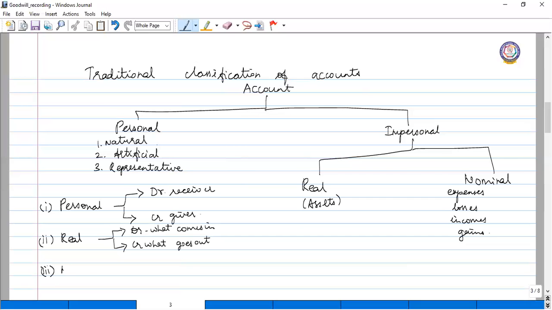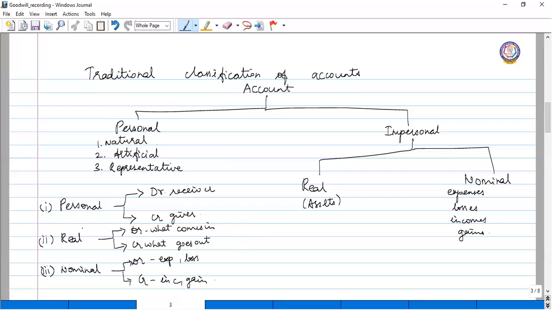And for nominal account, debit all expenses and losses, and credit all income and gain. These are together called the golden rules of accounts. Without these rules, we cannot enter or record any transaction in our books of account. That is why they are called the golden rules of accounts.